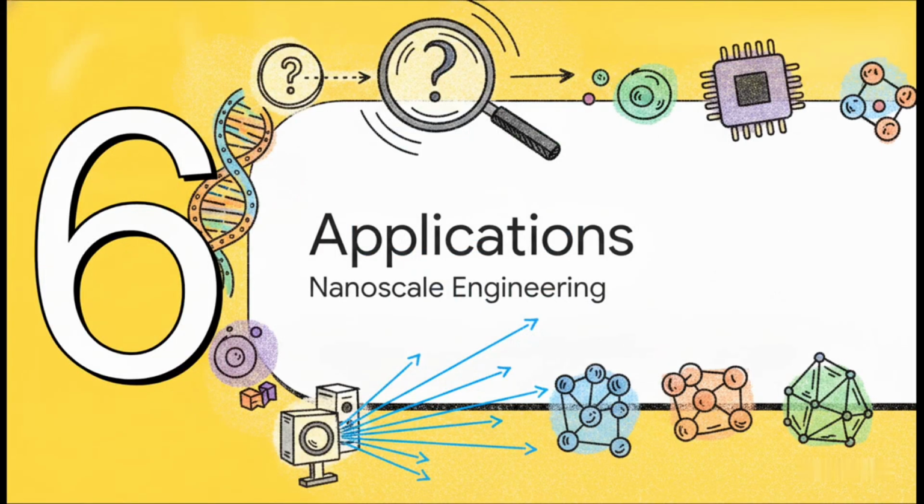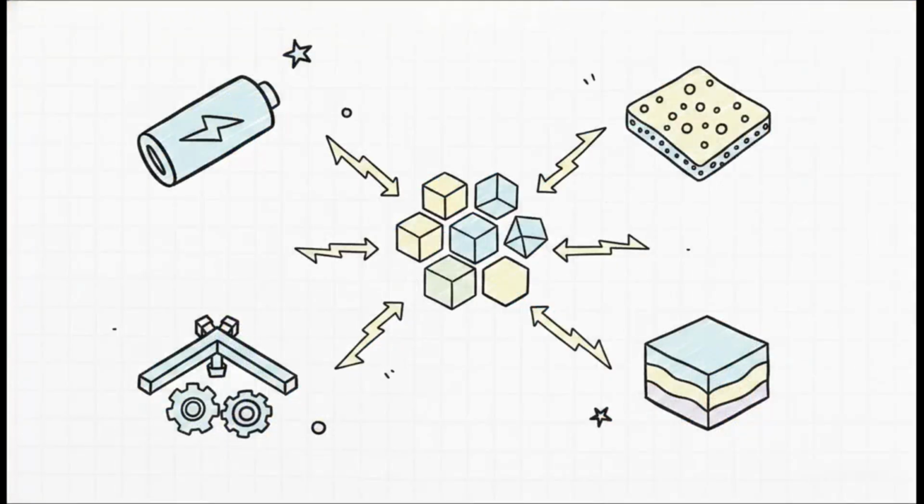Finally, Section 6, Real-World Nanoscale Applications, Nanoscale Engineering in Action. So we've spent a good chunk of time in the weeds with microscopic math, but let's zoom out for a second. Why does all of this actually matter? Well, knowing the exact crystallite size is absolutely 100% critical for modern engineering. Material properties change drastically at the nanoscale.